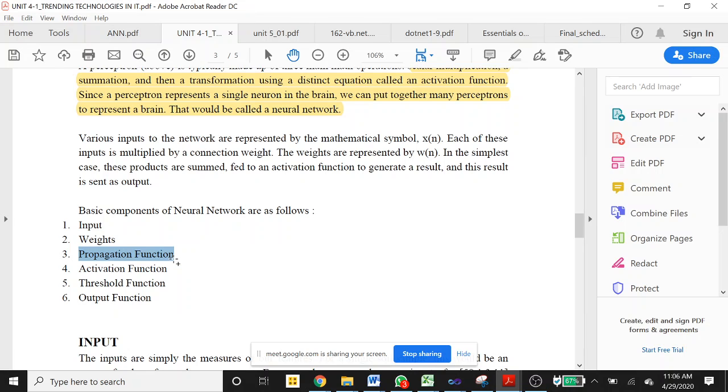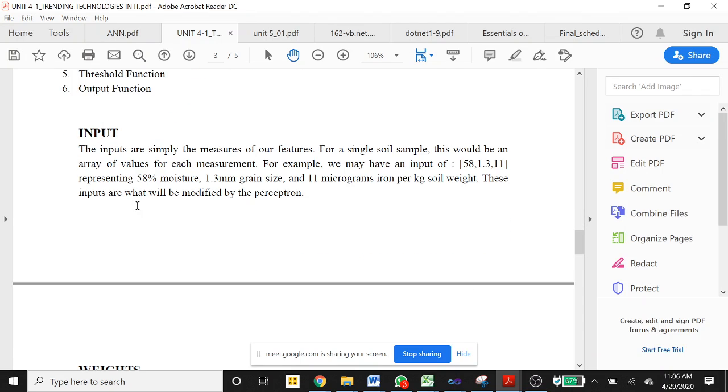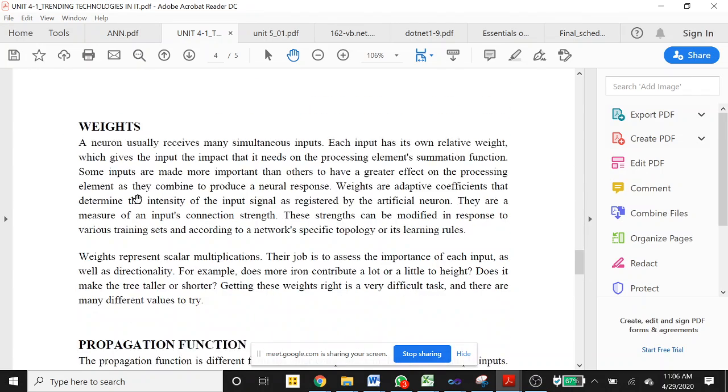Then the activation function. The activation function triggers the value based on the threshold function, and then the output function. After implementing the activation function over the threshold value, we get the single value representation, and then that value has to be converted into a representable form by using the output function. Okay, so these are the basic components of a neural network. In detail, they have mentioned here. You have to go through these notes.